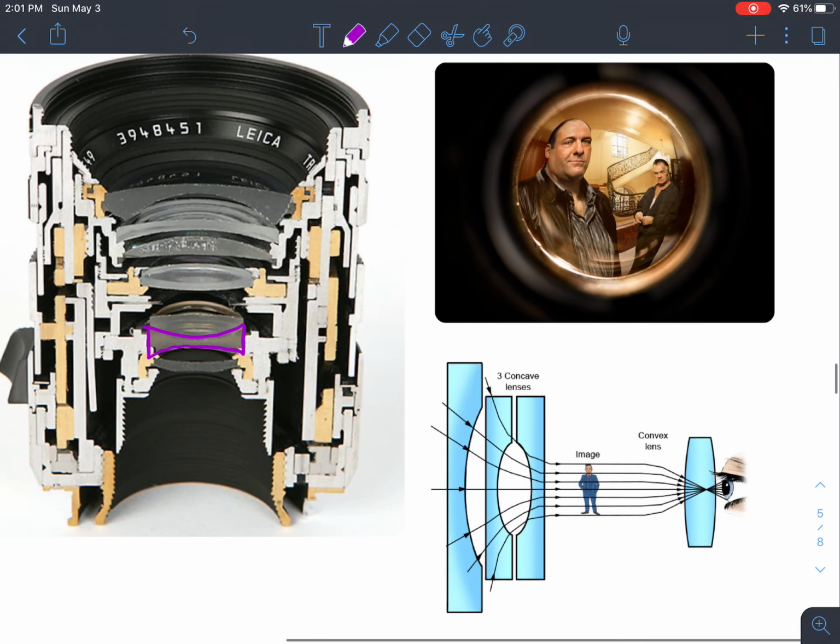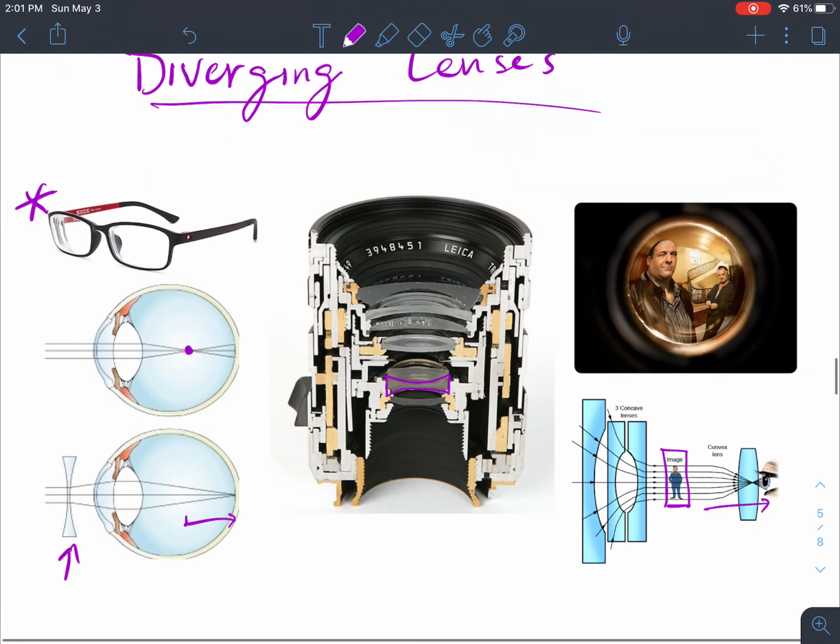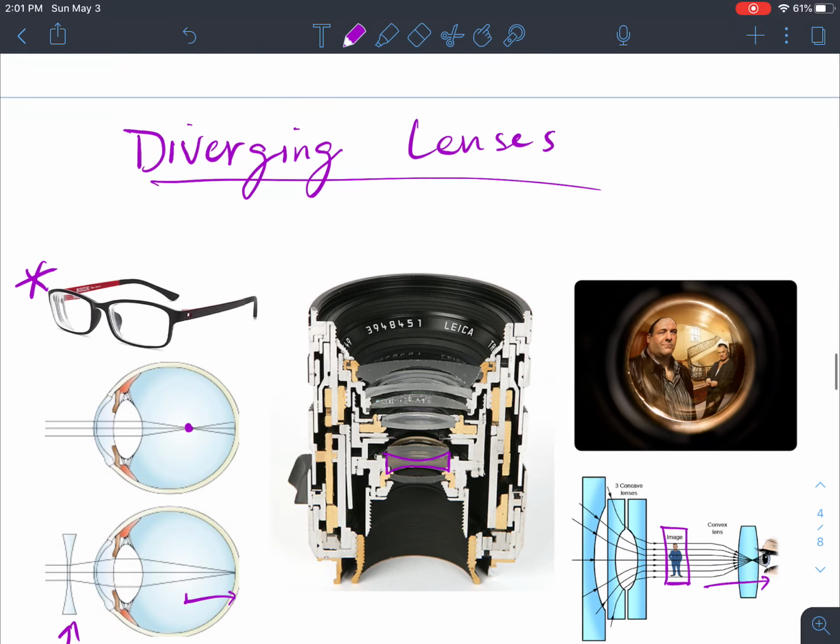Here's another one. If you've ever seen a peephole in like a condo or an apartment or a hotel room door, it uses a series of these concave diverging lenses to kind of squish the image of the people beyond it into this tinier image, which you can then focus onto your eye. So lenses are pretty cool, lots of cool applications.